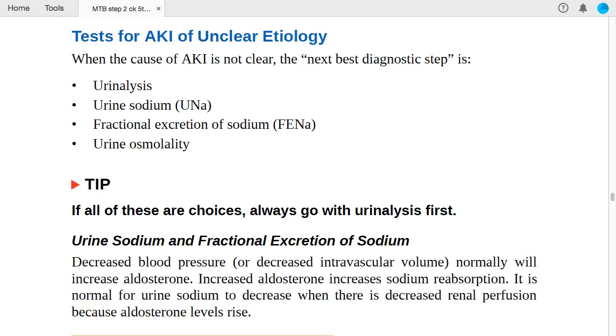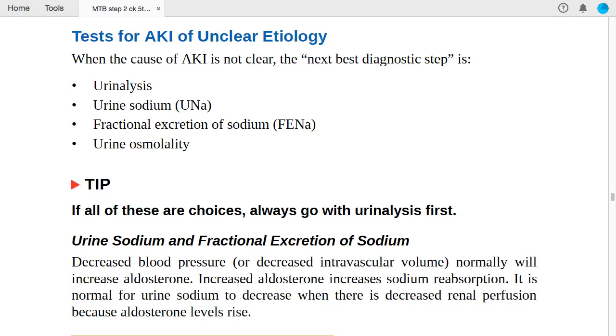So let's continue our session 2 of nephrology, starting from tests for AKI of unclear etiology. When the cause of acute kidney injury is not clear, the next best diagnostic step is urinalysis, urine sodium, fractional excretion of sodium, and urine osmolality. Next best, not the best, not the most accurate one. They are considered the next best diagnostic step when the cause of AKI is not clear.